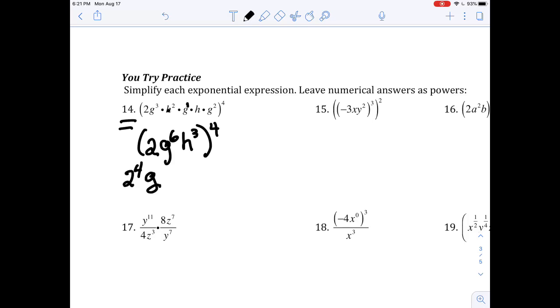So our shortcut is to multiply. That's g to the 24th. h to the 3rd to the 4th is h to the 12th. And you can leave your answer like that, or you can expand that 2 to the 4th, which is 16 g to the 24th, h to the 12th.